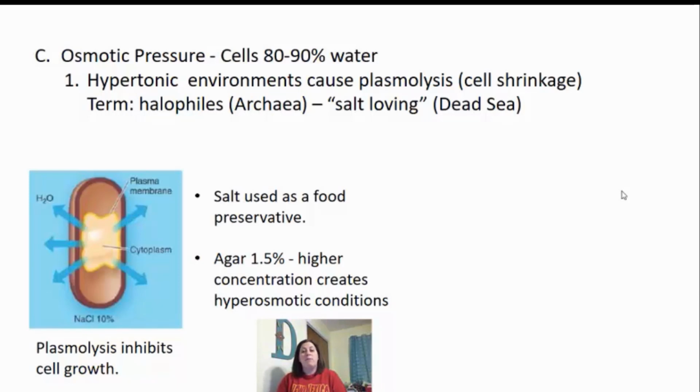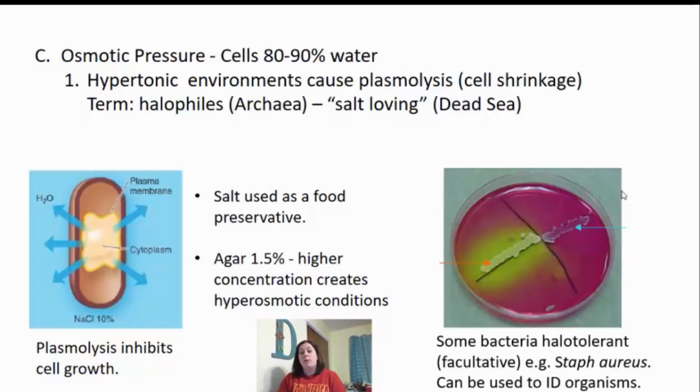Agar is a 1.5% higher concentration, which causes hyperosmotic conditions sometimes. And so when we look here, plasmolysis inhibits the cell growth, so it doesn't allow it to grow too quickly. Some bacteria are what we call halotolerant, meaning that they can grow in that condition. They tolerate the salt. It's not their favorite, it's not their optimal, but they can tolerate it. This is known as facultative because they can grow in those particular environments.